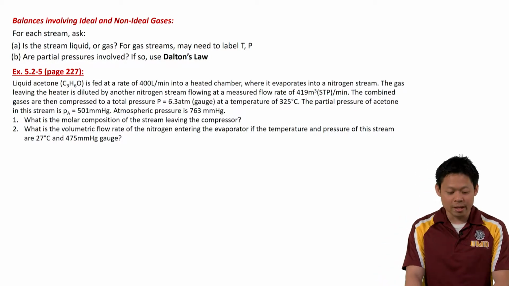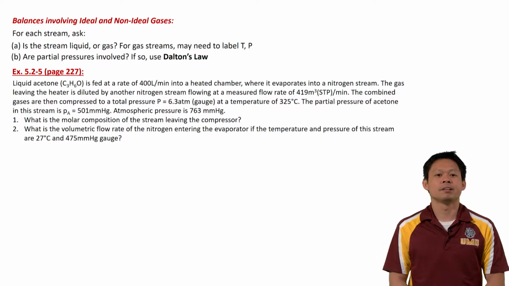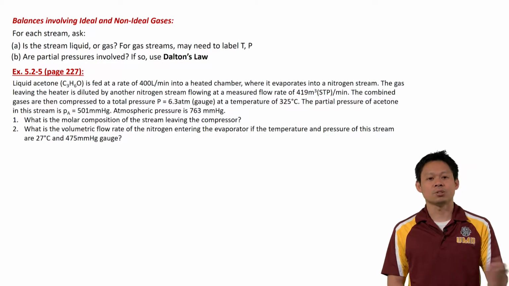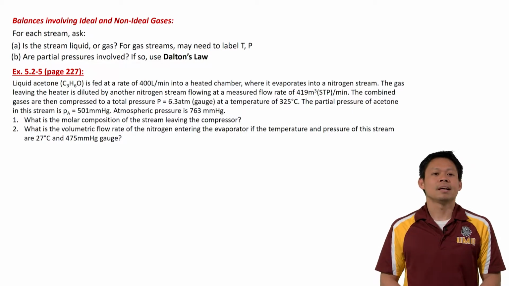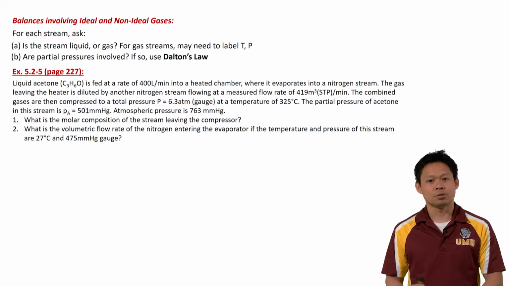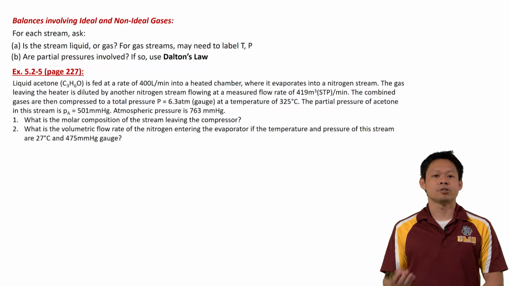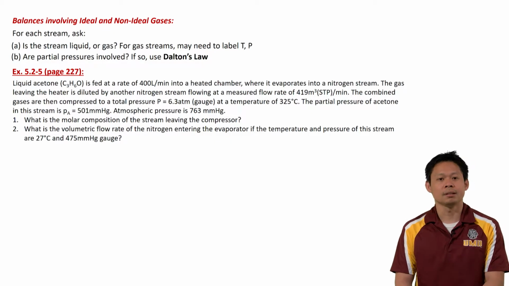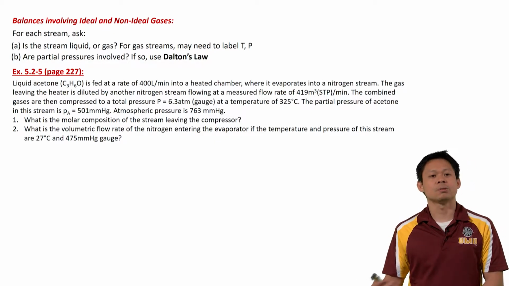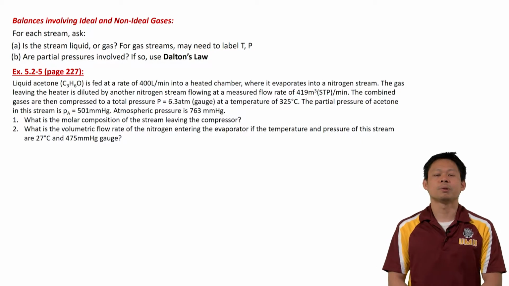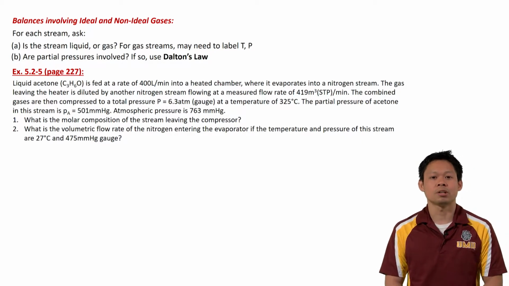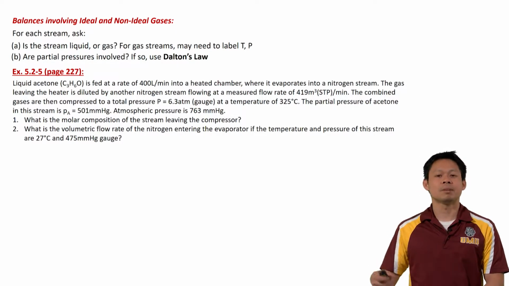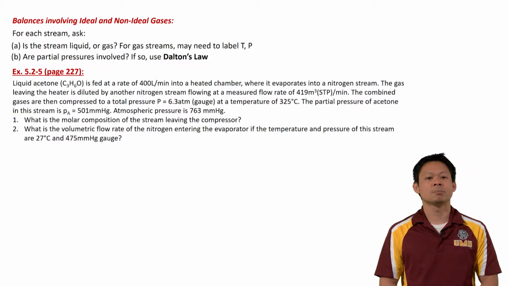In this question, we have liquid acetone that is fed at a rate of 400 liters per minute into a heated chamber. It is evaporated into a nitrogen stream. So you have acetone and nitrogen going into a heated chamber. The gas that leaves the heater is diluted by another nitrogen stream, so you're going to add more nitrogen to that. This nitrogen stream is measured at a flow rate of 419 meters cubed at standard temperature and pressure per minute. The combined streams go into a compressor, so now you're just increasing the pressure of this gas to a total pressure of 6.3 atmospheres, and this is a gauge pressure, and you're given the temperature of 325 degrees C. The partial pressure of acetone in this stream that comes out of the compressor is 501 millimeters of mercury.